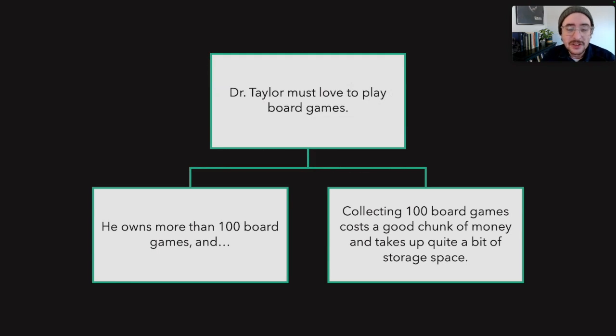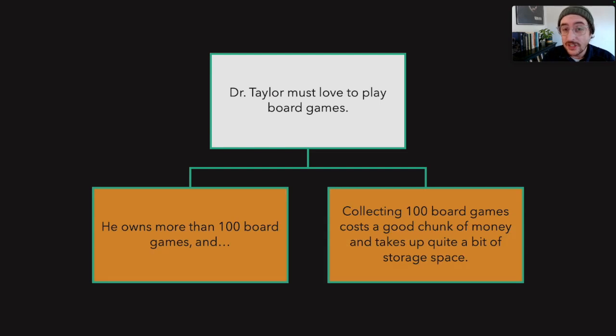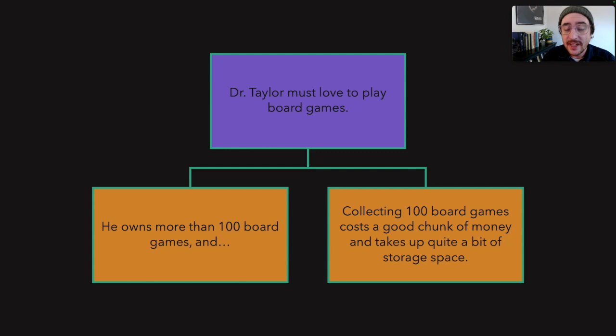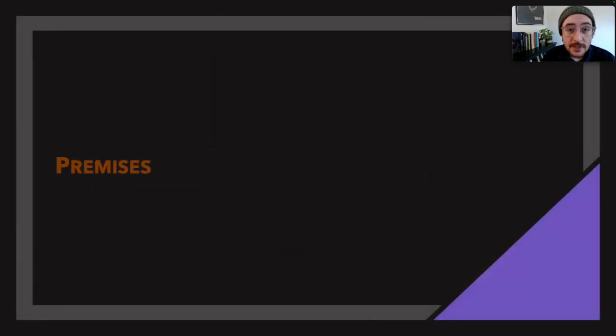These two statements are meant to lead to or support this idea that Dr. Taylor must love to play board games. So notice we have two kinds of statements here. We have two statements that are attempting to provide support, and we have another statement that is supposedly receiving the support that the other ones are trying to convince you of. So this corresponds to two kinds of statements we see in arguments. First, we have the premises of an argument from which we infer some conclusion. So the premises are what are attempting to provide the support, and the conclusion is what supposedly is receiving support from the argument. It's what the argument is trying to convince you of.